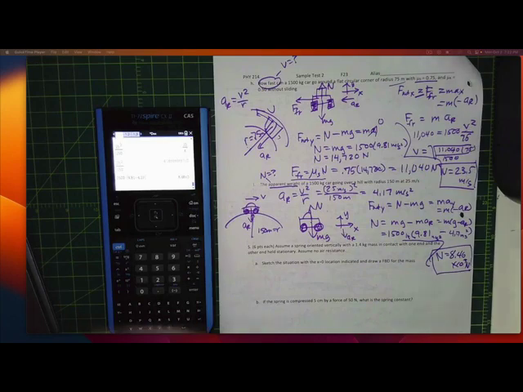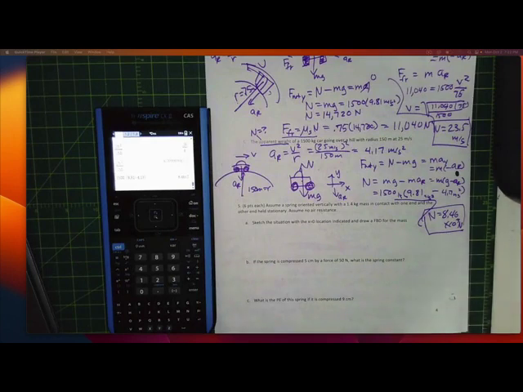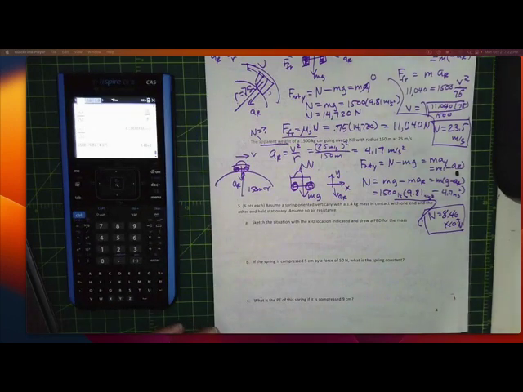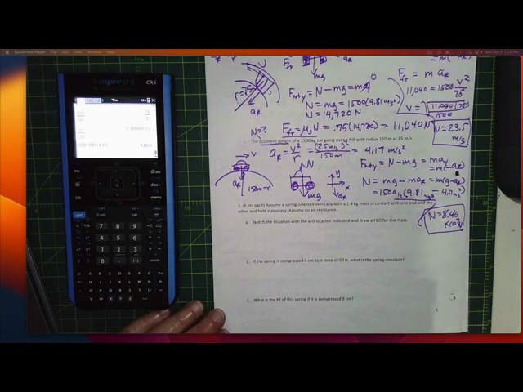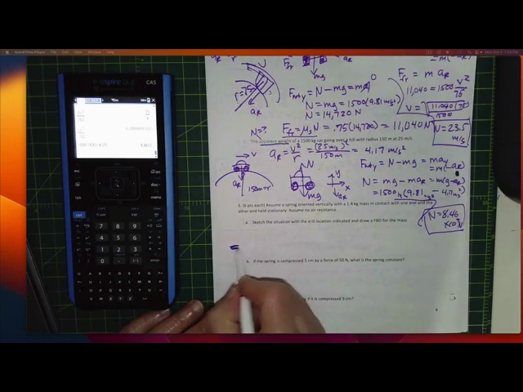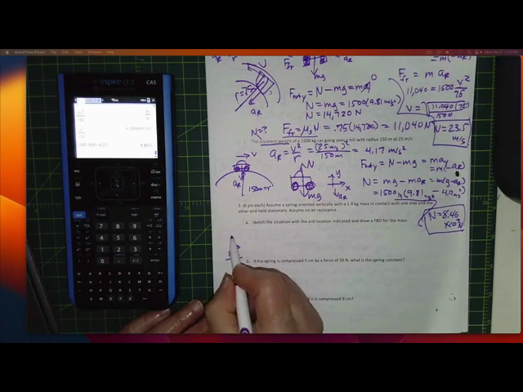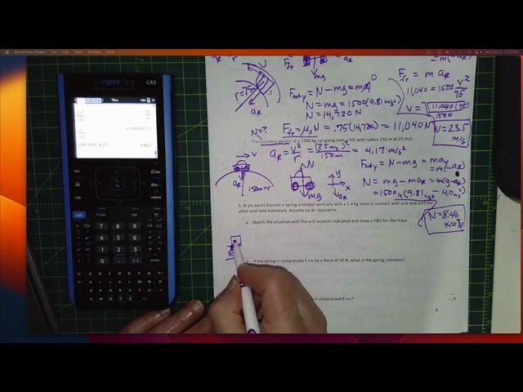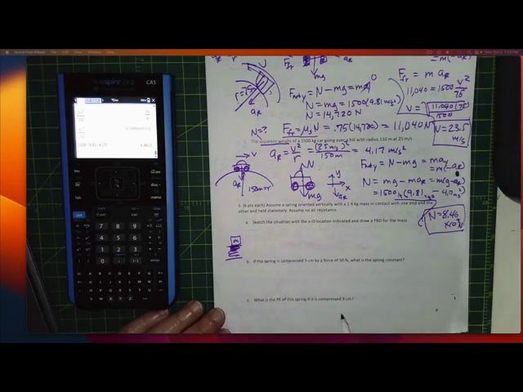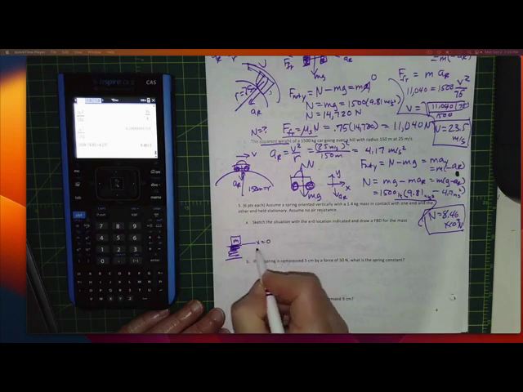Alrighty, number 5. Assume a spring oriented vertically with a 1.4 kilogram mass in contact with one end and the other end held stationary. Assume no air resistance. Sketch the situation with the x equals 0 location indicated and draw the free body diagram. So let's draw that. We've got the spring sitting here, a mass sitting on the spring, and the x equals 0 location. Let's just take x equals 0 to be no compression.